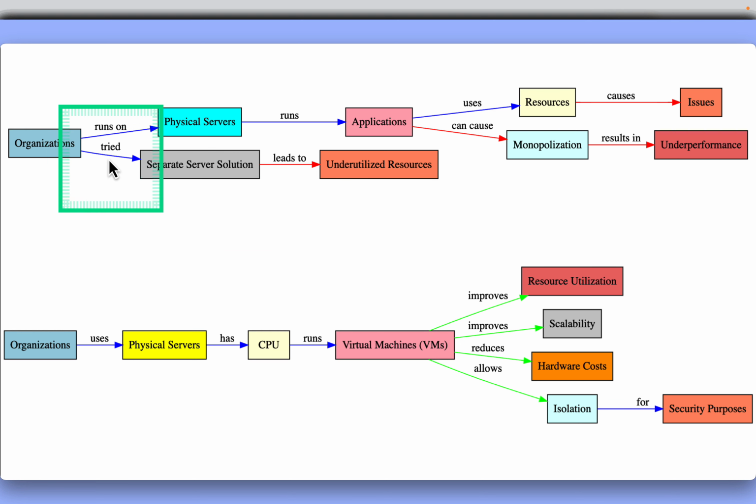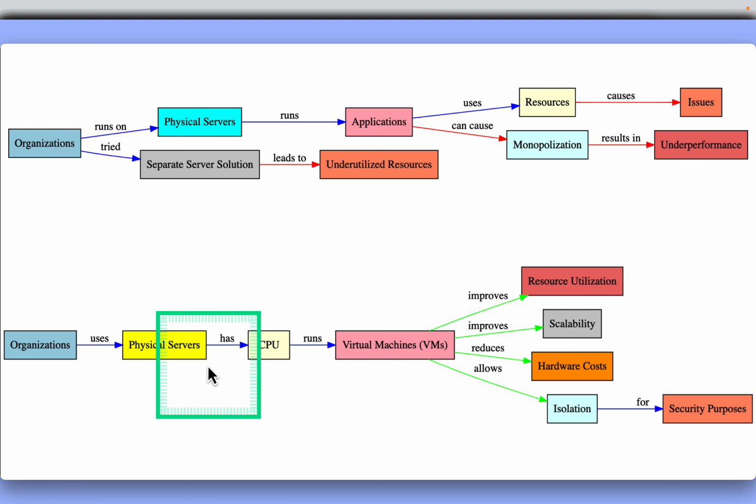So initially, long back, organizations used to run physical servers and applications used to run on physical servers, and those applications used resources and it caused issues, something like monopolizing. It will consume all the resources on the physical machine, and some applications may underperform. So they tried a separate server solution, which sometimes leads to underutilized resources, because if you dedicate a physical server for every application, then they have a problem of either overutilization or underutilization with the physical servers.